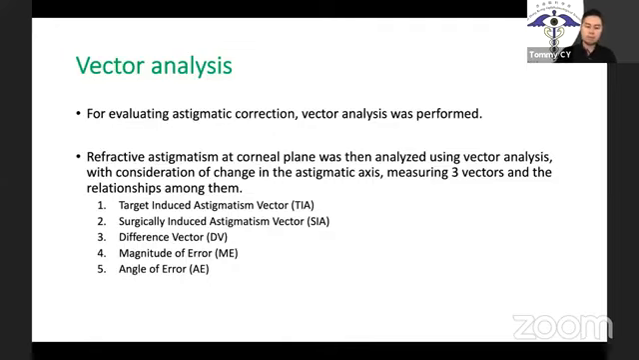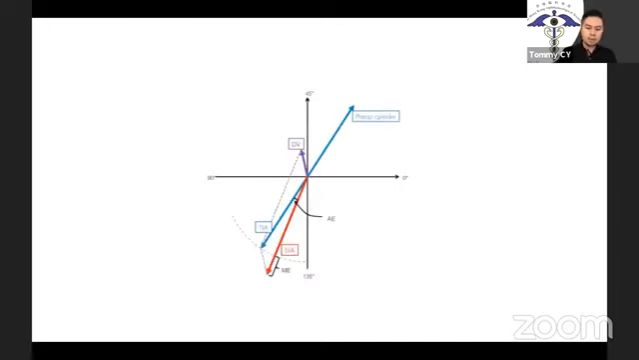The magnitude of error is the arithmetic difference between the TIA and SIA. The angle of error is the angle between the SIA and the TIA, which is how many degrees it is off from the planned correction. This is the relationship shown in a diagram.